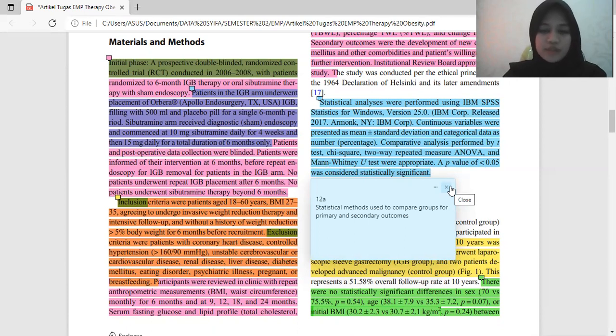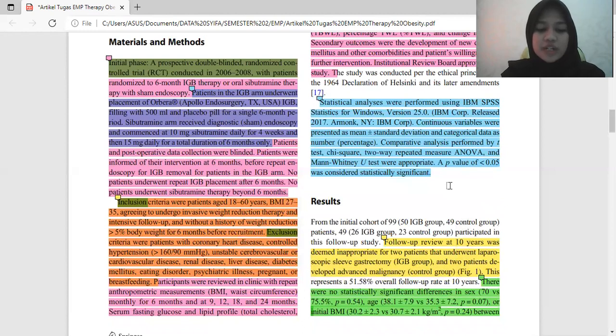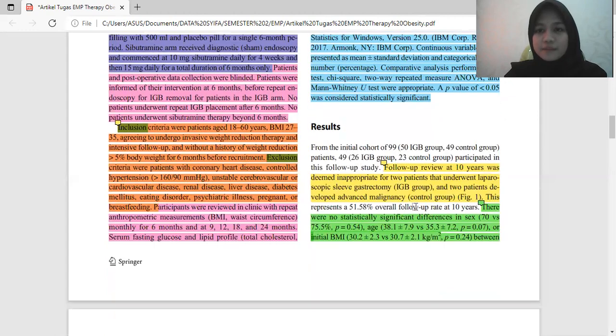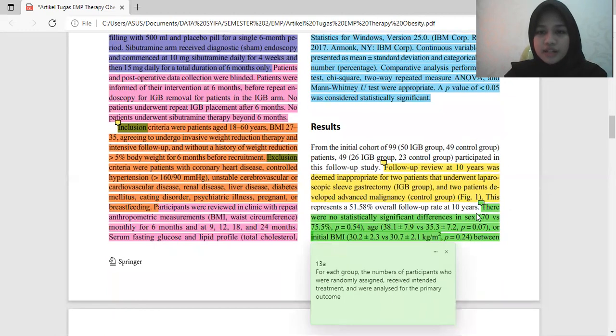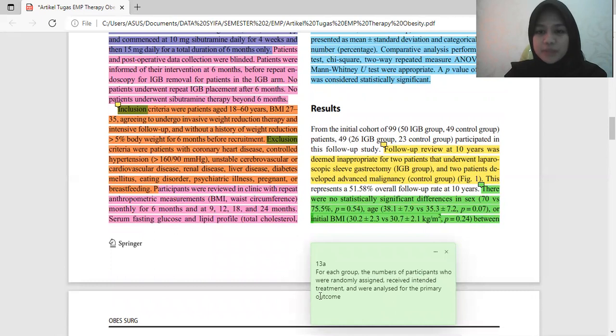Next is number 12B. Number 12B is methods for additional analyses such as subgroup analyses and adjusted analyses. We cannot find it in this article, so number 12B is not available. Next is number 13A. Number 13A is for each group, the number of participants who were randomly assigned, received intended treatment, and were analyzed for the primary outcome. We can see number 13A is in the results. So number 13A is available.